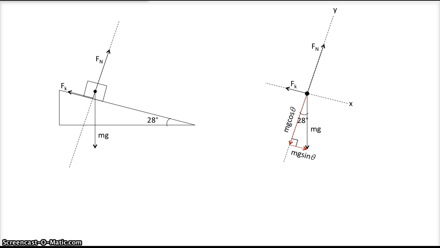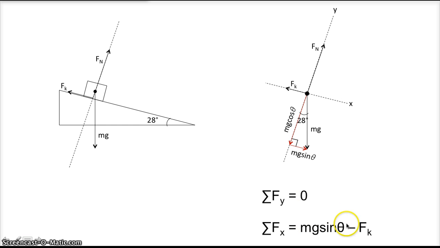Now, as the block slides down the ramp, it's not accelerating down into the ramp, and it's not accelerating up off the ramp. So the net y force, the total y force, has to be 0. The acceleration, if there is any, will be down the ramp. And so that's the net x force that we look at.